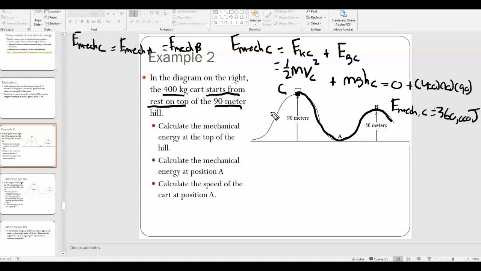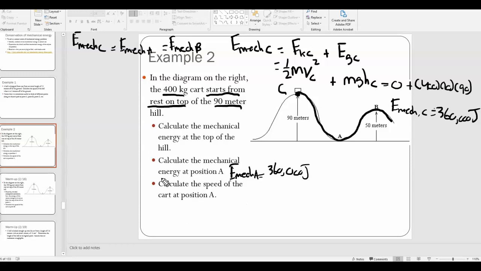Okay, so for the second question, we're asked to calculate the mechanical energy at position A. So what is the mechanical energy at position A? Well, the mechanical energy at position A, like we just said, is the same as the mechanical energy at position C because it's conserved. So that's 360,000 joules.